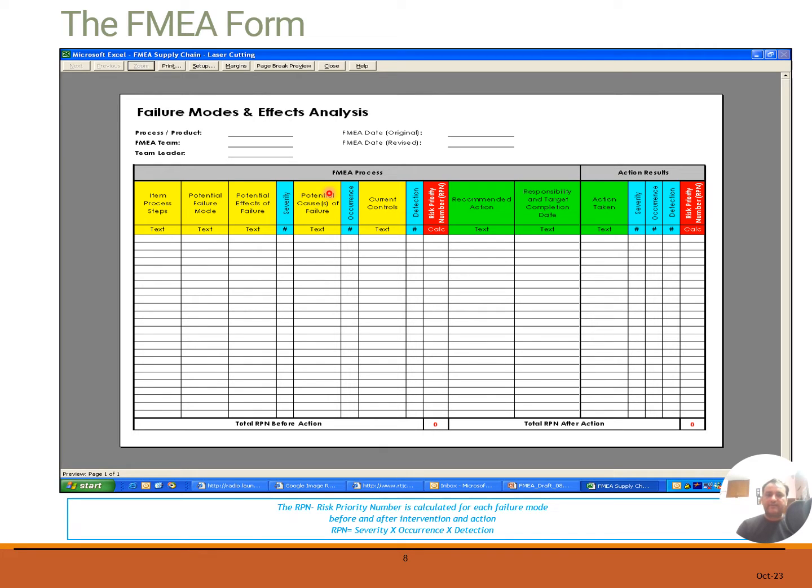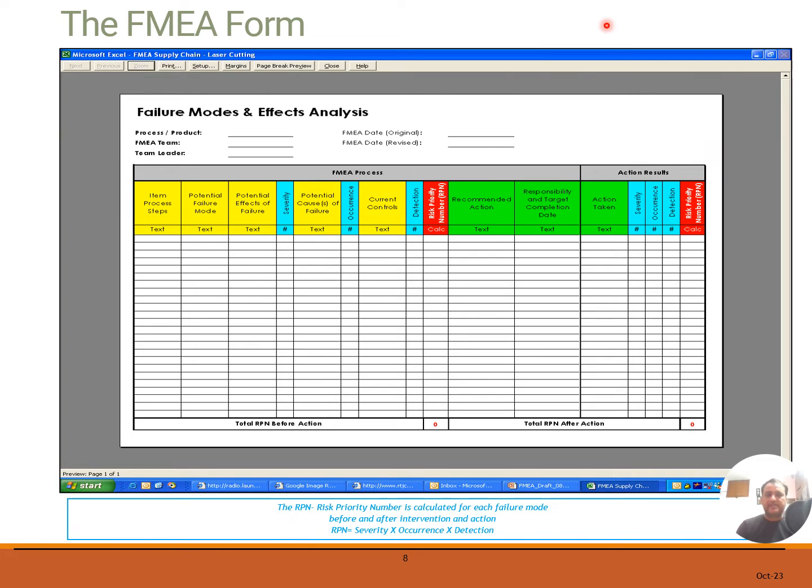You will also identify the potential causes of the failure and determine the likelihood that the cause of failure will occur. You will list the current controls that will either prevent or detect a potential failure and how effectively those controls are detecting the potential failure modes. With that information, you can calculate your risk priority number. Once you list recommended actions and who is responsible for implementing them, you can then revise your FMEA with the new severity, occurrence and detection values. This will ultimately change your risk priority number.